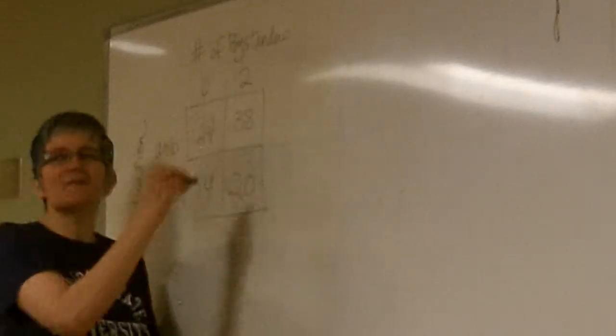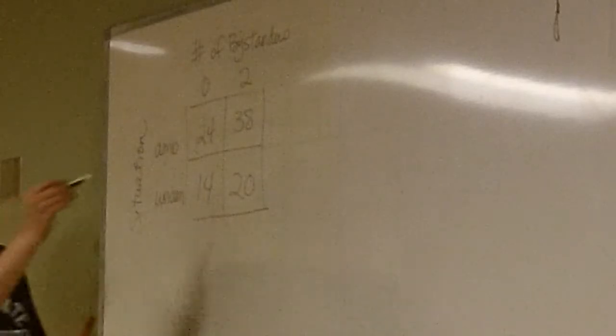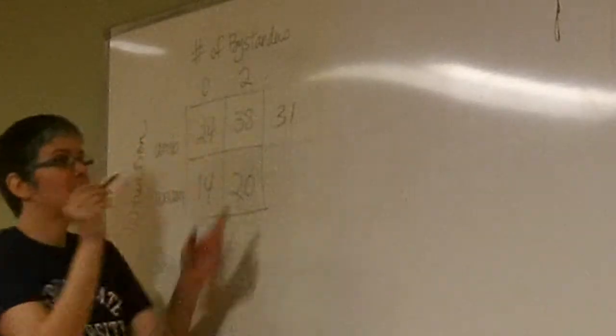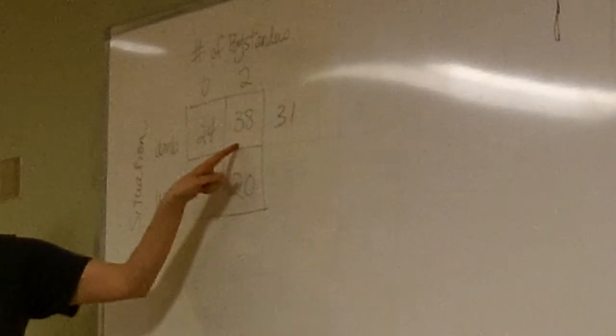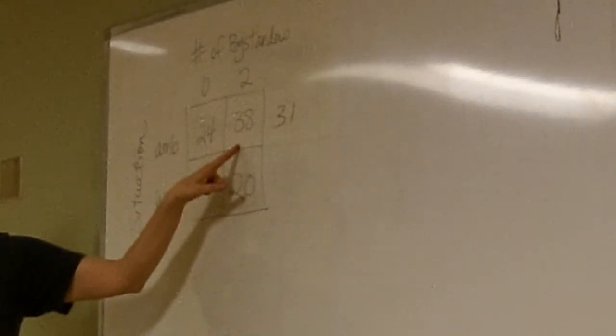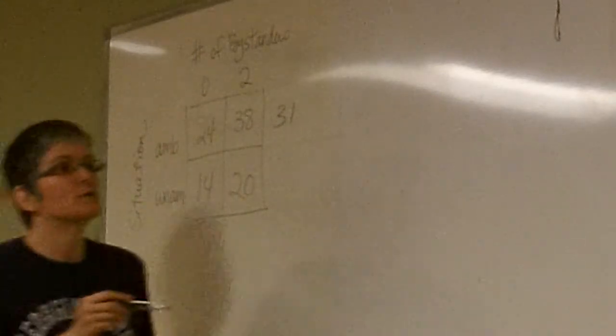31. There we go. Like you say, 31, like it's an unknowable answer. It's totally knowable. 31. Does anybody not know where that number came from? You added and averaged. We add 24 and 38 together, and then you divide by 2 because there's 2 conditions contributing. So we add and average.